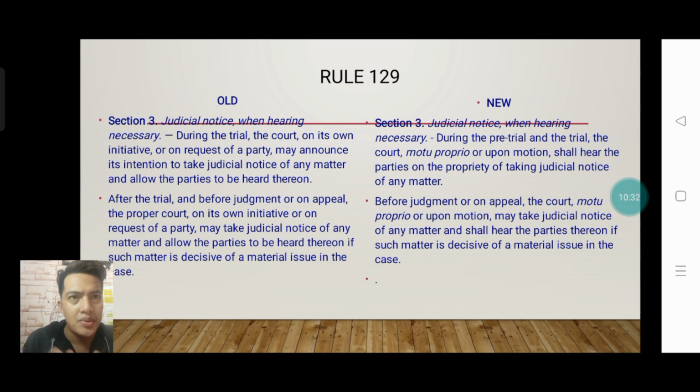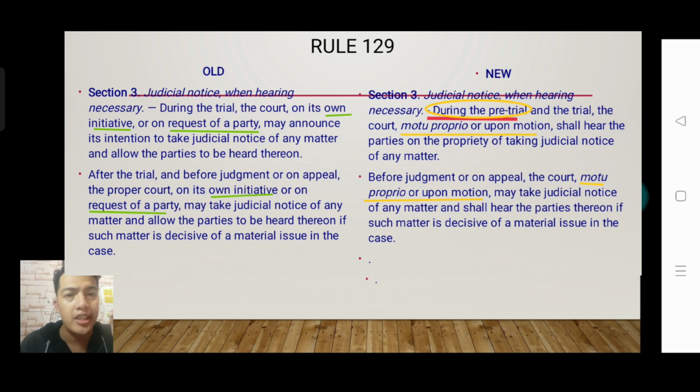The same rule, Section 3, judicial notice when hearing is necessary. As you can observe, from the old rule to the new rule, there was an insertion of the words during pre-trial in the first paragraph. Meaning, under the old rule, only during trial could the court take judicial notice of any matter. Remember, in the first paragraph it is any matter, during pre-trial and during trial. Also, the words on its own initiative or on request of a party were replaced with motu proprio or upon motion to take judicial notice of any matter.